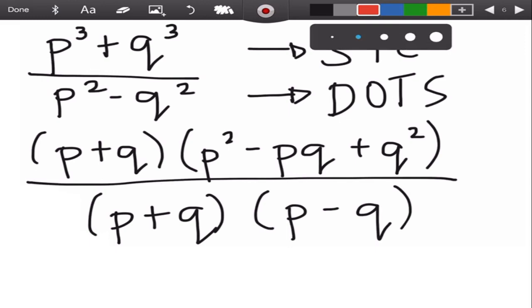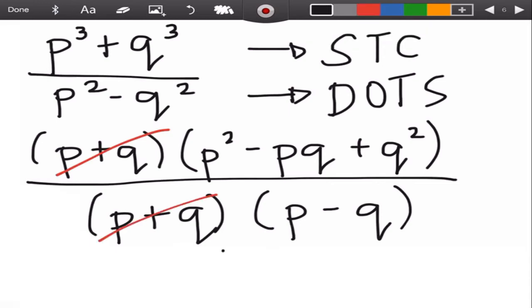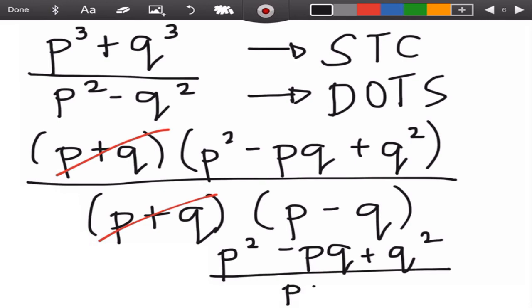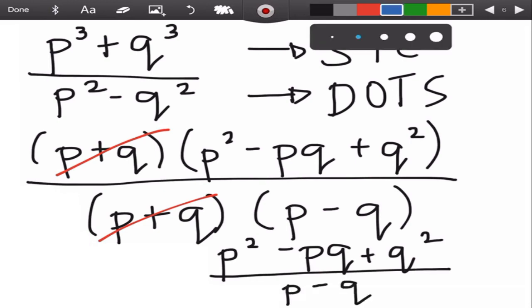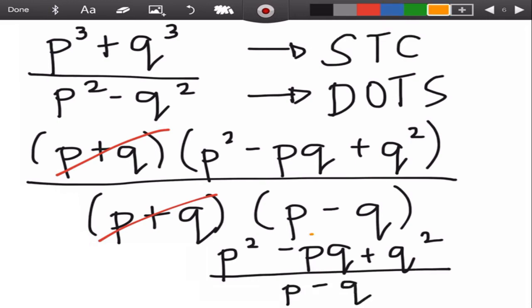And now, we can cancel the common factors. The common factors are p plus q. And then just write the remaining factors. We have p squared minus pq plus q squared all over p minus q. And then, you cannot cancel this p and this p, this q and this q.